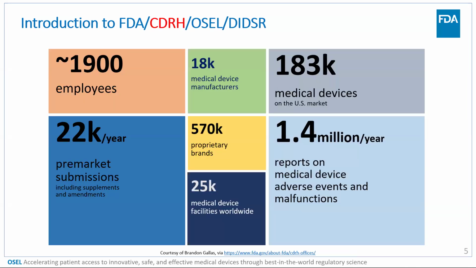And this graphic gives you an idea of how large the center is. So as I mentioned, about 1,900 employees, and we get about 22,000 pre-market submissions from companies a year. This number actually might be out of date by now because this number is just growing rapidly every month. And even anecdotally, my colleagues who do regulatory consults with companies are getting more and more consults every single month. So this might even be out of date.